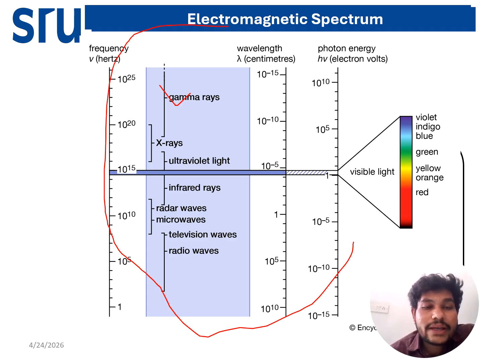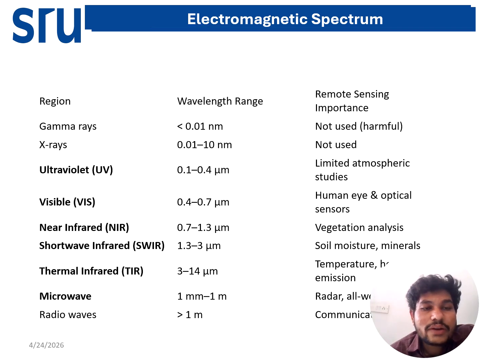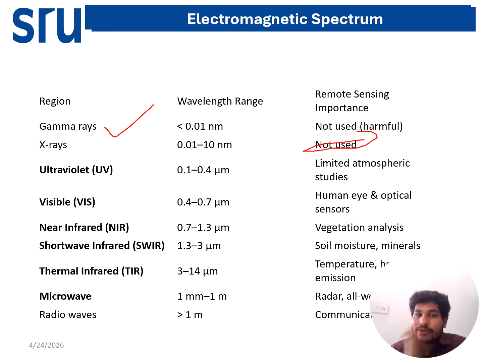Shortest wavelength is gamma ray, then X-ray, then ultraviolet light, infrared, then radar waves, microwave, then television, and radio. This is the wavelength for each particular region. Gamma rays are less than 0.01 nanometer and are not used because they are harmful. X-ray is 0.01 to 100 nanometer, not used for remote sensing. Then ultraviolet, 0.1 to 0.4 micrometer, which has limited importance, related only to atmospheric studies.